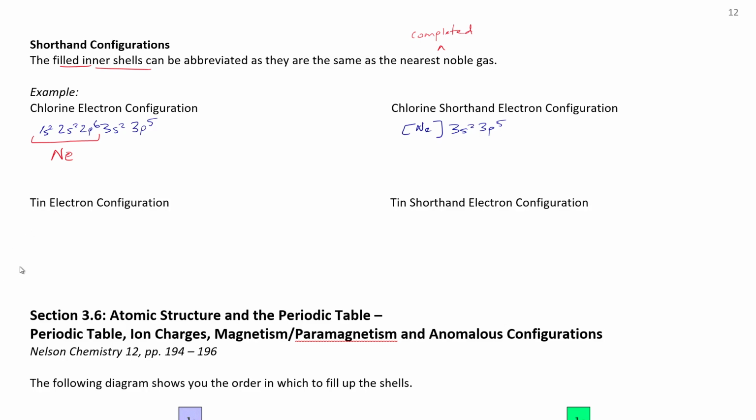If we were to take a look at tin, it has a much longer electron configuration. And I'll write it out for you. It is 1s2, 2s2, 2p6, 3s2, 3p6, 4s2, 3d10, 4p6, 5s2, 4d10, and then 5p2.